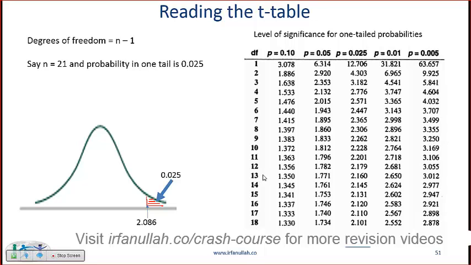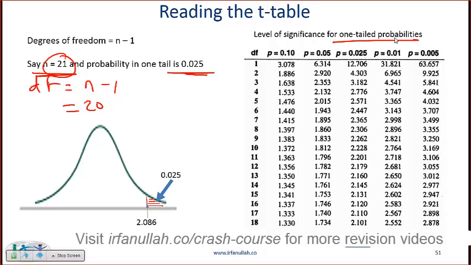All right, I have talked about reading the z table. Let's also talk about reading the t table. Let's say that you are given n equals 21. The first thing to recognize is that degrees of freedom equals n minus 1, so degrees of freedom will be 20. And then let's say that you are told that the probability in one tail is 0.025. Then what do you do?